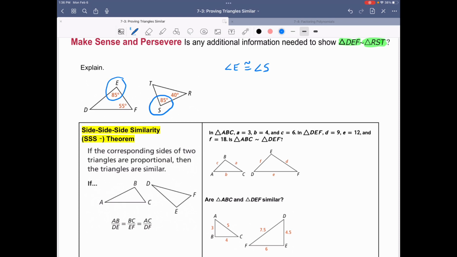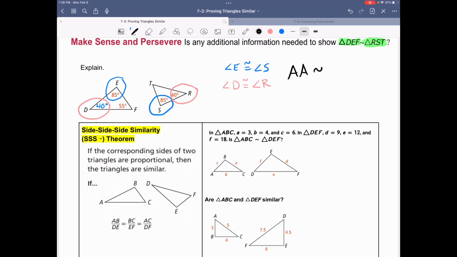180 take away 85, that's 95. 95 take away 55 is 40 degrees. So that shows that angle D is congruent to angle R. Angle D is congruent to angle R. That is enough for us to prove the angle-angle similarity. And that theorem, which we learned yesterday, proves that these two triangles are similar.